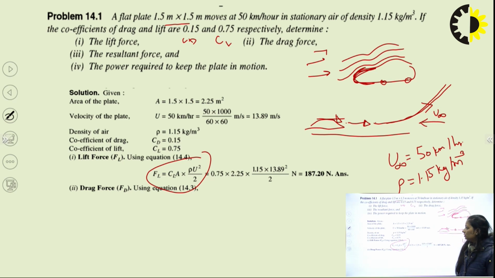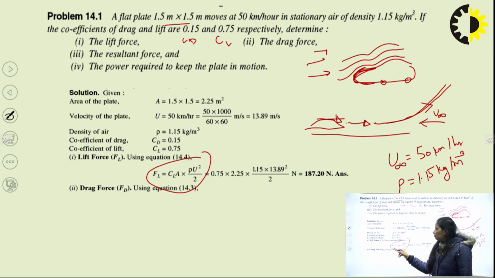So the area of the plate will be 1.5 cross 1.5, which equals 2.25 meter square. Then the velocity of the plate is given as 50 kilometer per hour. When you convert this, you get 13.89 meter per second. How are you converting it? 50 kilometer multiplied by 1000 gives 50,000 meters, and dividing by 60 by 60 gives per second. Density is given in kg per meter cube, so no need to convert it. Just apply it in this formula.